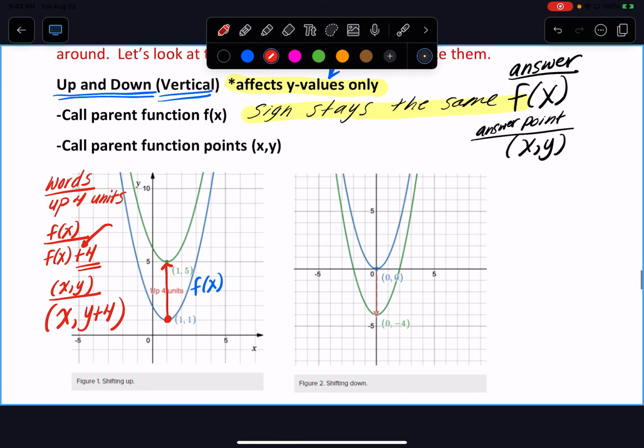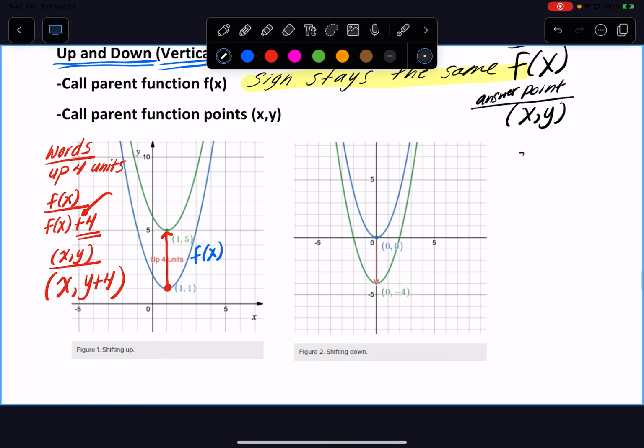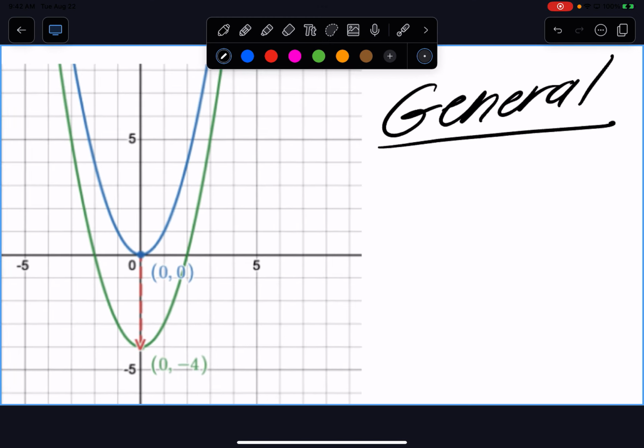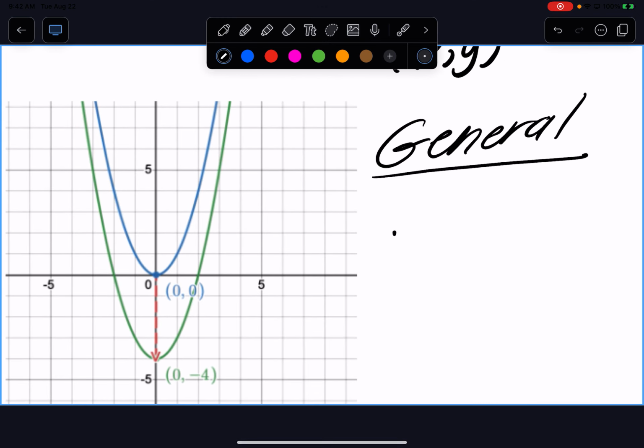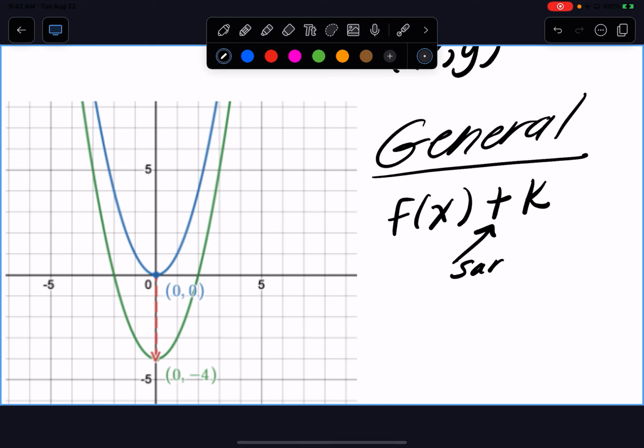So I would even like you to write down this. In general, this is how a shift up and down is going to look. We're going to have an f of x, and then we're going to add or subtract some value, and I would like you to write yourself a note: the sign is the same. It stays the same. So if I tell you down 7, what would it be? f of x minus 7. You guys see what I mean by sign stays the same?